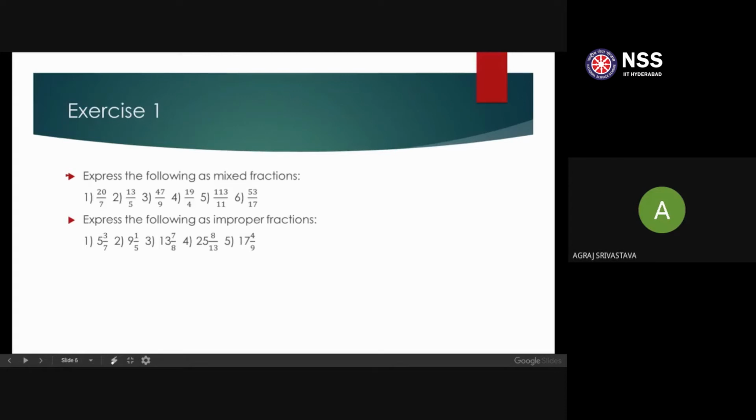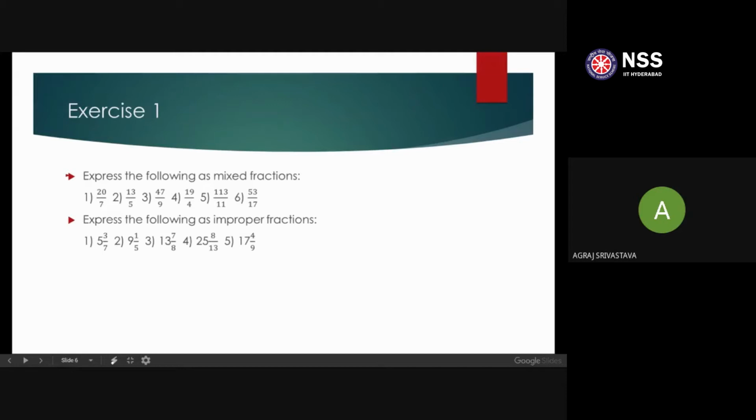So an exercise along the same is on your screens now, and I'm just going to walk you through the first 3 or 4 of each of the following. So the first question is of expressing improper fractions as mixed fractions, and we'll start with the fraction 20 by 7. Now 20 by 7 can be written as 14 plus 6 the whole divided by 7.